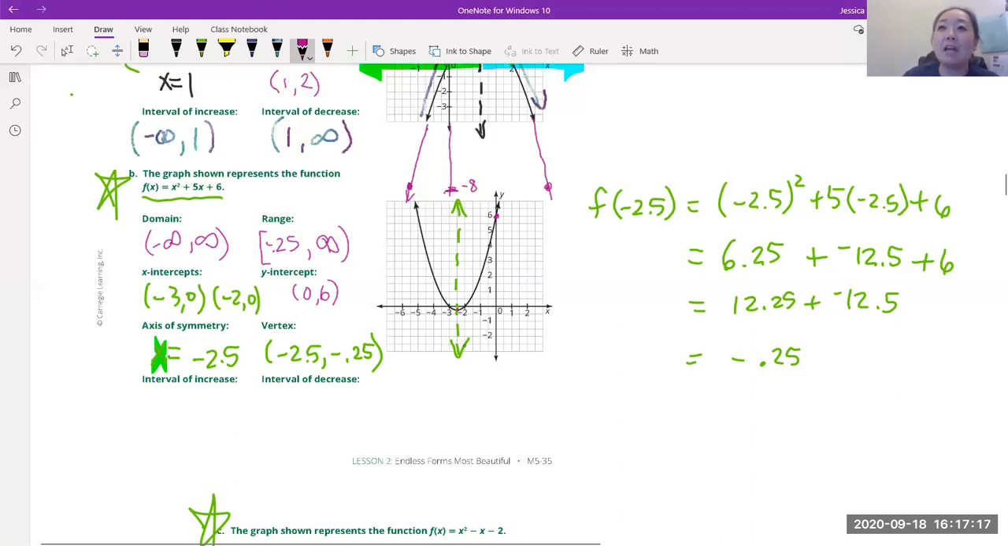All right, axis of symmetry. That's going to be right here. It's going to be between the -2 and the -3, which is -2.5, not -1.5, because that's over here. That would be wrong. All right, and then the vertex is going to be -2.5 and -0.25.